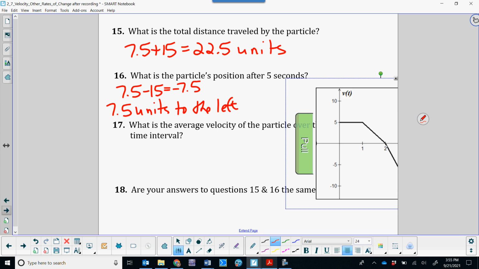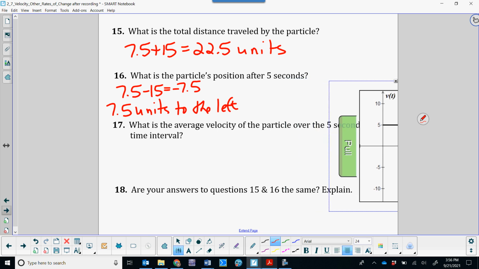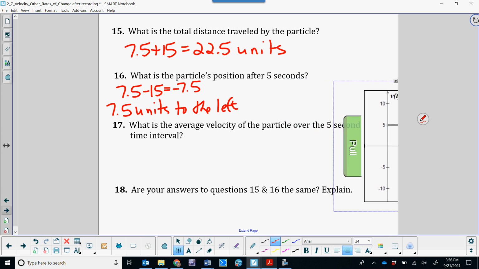Distance is like I'm walking forward and I'm walking backward. If I walk forward 7.5 steps and backwards 15 steps, I still walked 22.5 steps. But I'm 7.5 steps backwards from wherever I started. So that's displacement. Don't confuse the two. Make sure you know the difference.